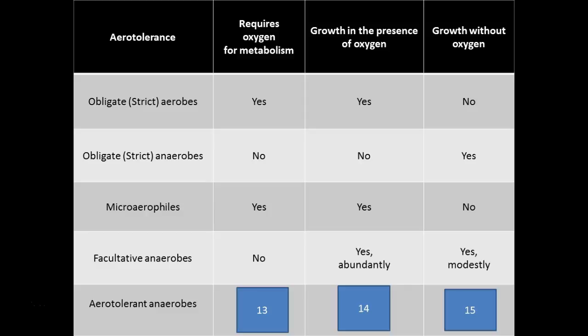Aerotolerant anaerobes. Do they require oxygen for their metabolism? No, because they're an anaerobe, right? So they don't require it. Can they grow in the presence of it? Yes. They do have protection, as their name implies, aerotolerant. But it doesn't affect their growth, and you'll see this in a moment. It doesn't affect their growth because they're not using it, right? Unlike facultative anaerobes, they do actually use it, so it does affect their growth. They don't have to have it, though. That's the difference. Can aerotolerant anaerobes grow without oxygen? Yeah, there's anaerobe in their name, which means they can do that. They don't need oxygen.